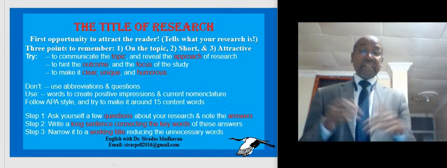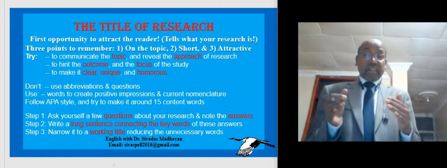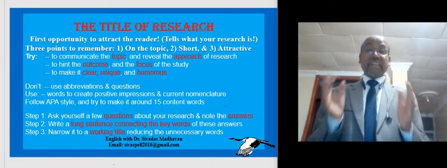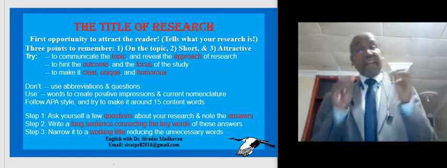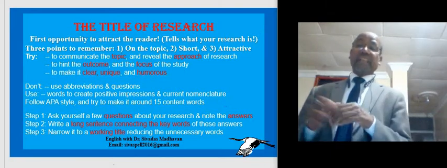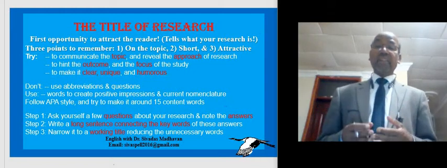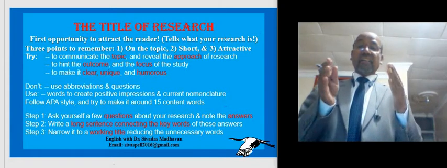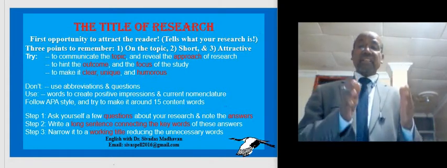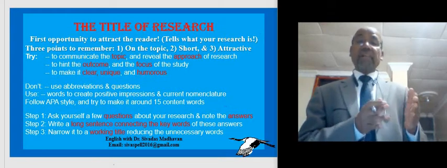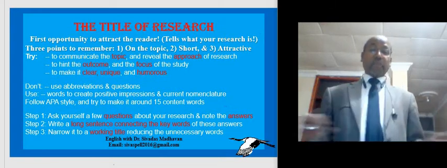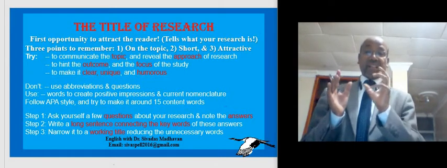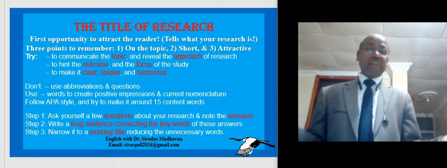And the third step is to narrow it down. That means you will remove the unnecessary words and you will take only the important words. So in that case, the title can be something like this: the effects of the extra tuition classes for the first year undergraduate students of the southern universities in Ethiopia. So it became short. And the content words will be only 11.